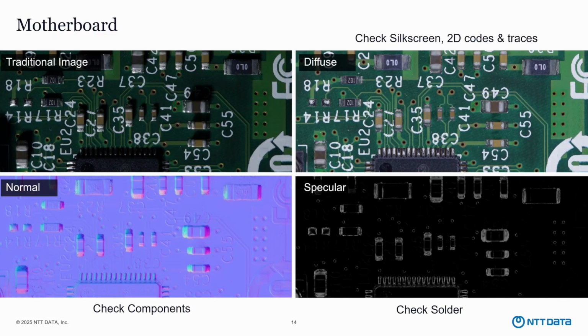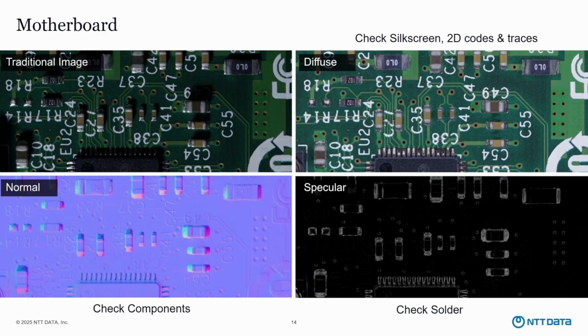And here's an example with a motherboard. So we're actually breaking this motherboard down into layers. We have what you'd see in a traditional image in the top left, so you can see shadows and reflections. In the top right, we just have the diffuse image, so that's just the color. So all of the shadows and reflections have been removed. In the bottom left, we can see the 3D shape. So it's the perfect place to see what components are there.